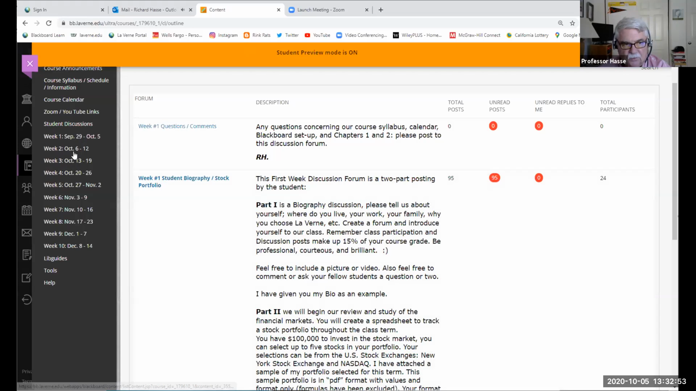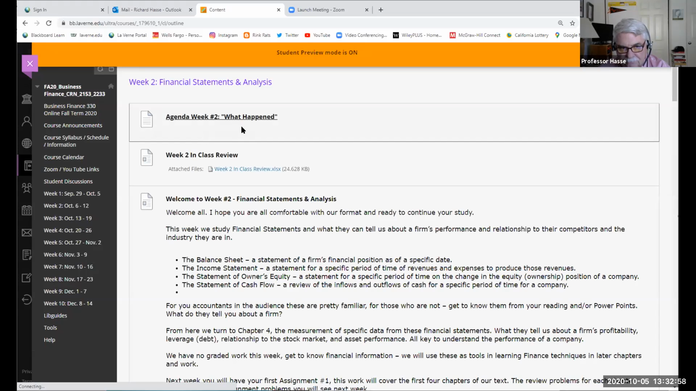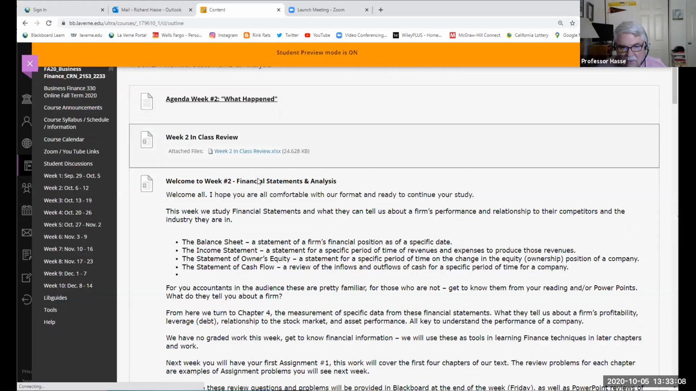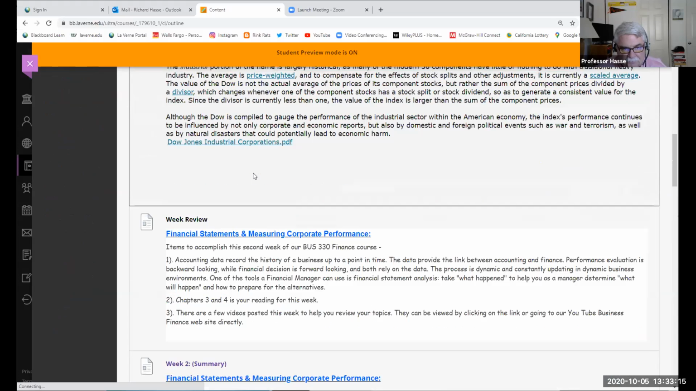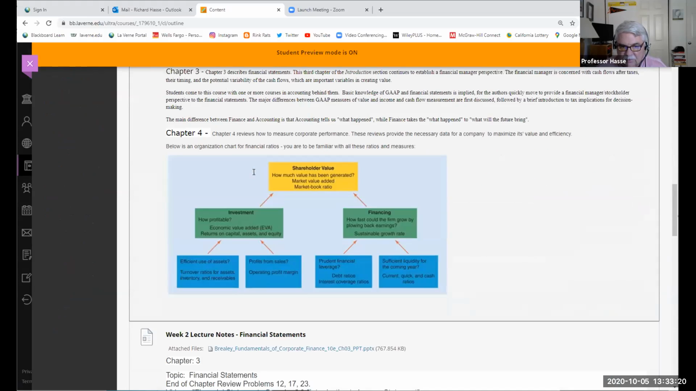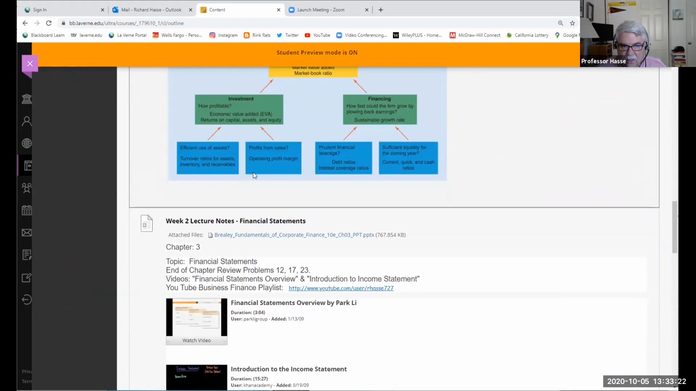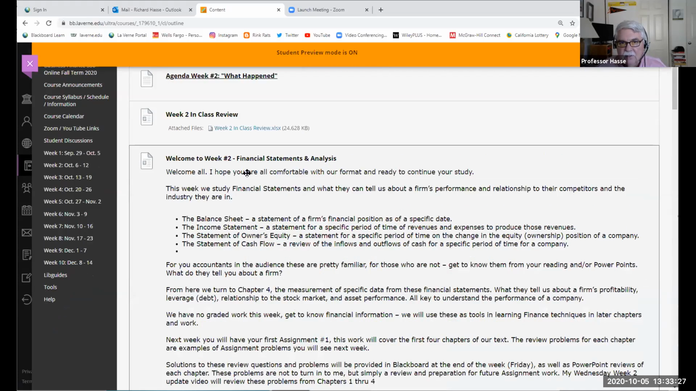If you go to week 2 in our Blackboard, you'll see our class set up with the agenda and the in-class review with a spreadsheet file that we're going to review and do some analysis with tomorrow in class. Some definitions: our finance fact this week is the Dow Jones Industrial Index, which you have in your portfolio, and the variety of different analysis and definitions and PowerPoints from chapters 3 and 4. Please have a chance to review those prior to class tomorrow evening.